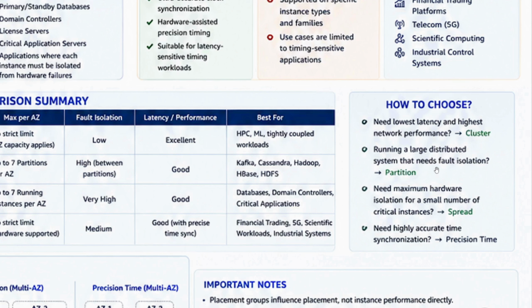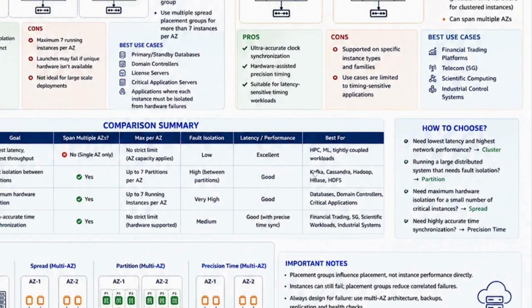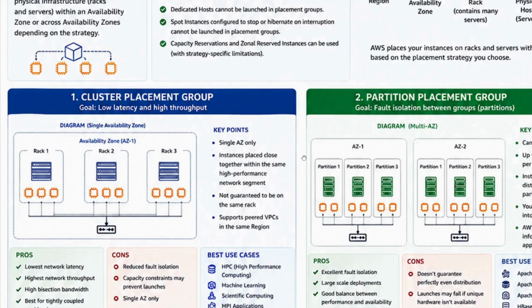But in a very large distributed system where you're okay with a little bit of latency or a performance drawback, where you need to trade off with the network performance, but you want high availability, or the highest fault tolerance, in that case you will go with partition. And in case you are worried about the hardware, you want a single rack to have only a single instance, then you go with spread, or you could say maximum hardware isolation. So it could be for very critical applications as well, right? You don't want two instances to be on the same hardware or same rack. Precision time, we will discuss for time synchronization or hardware-based precision timing.